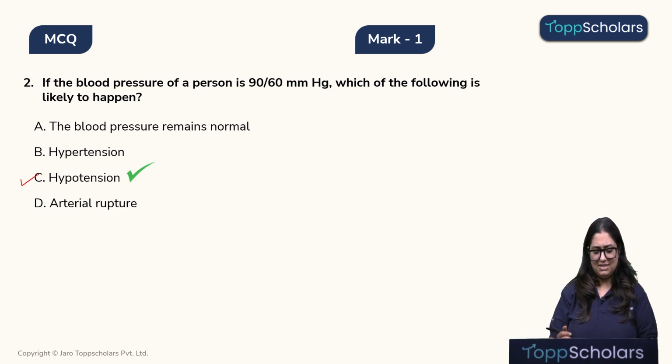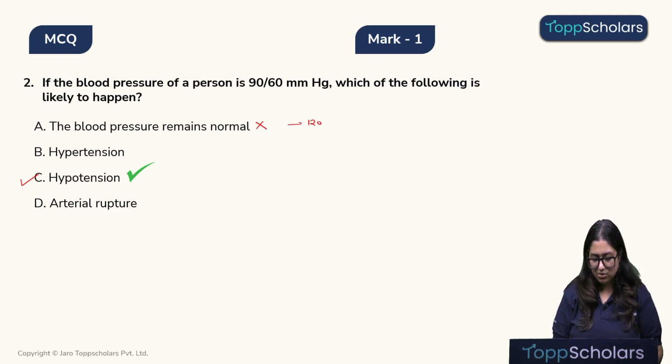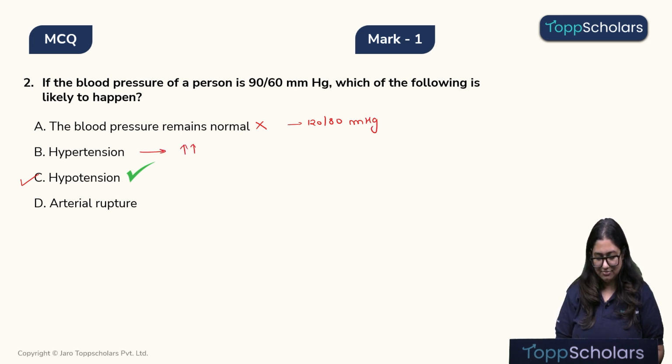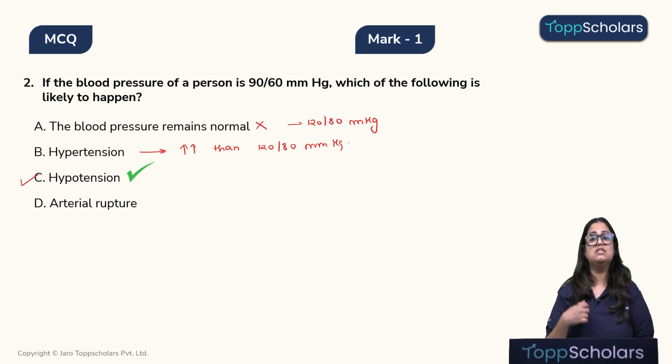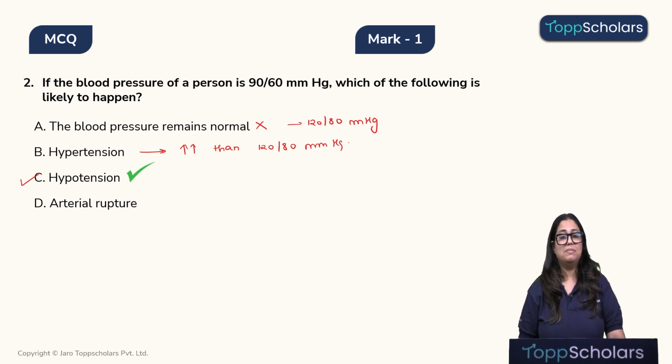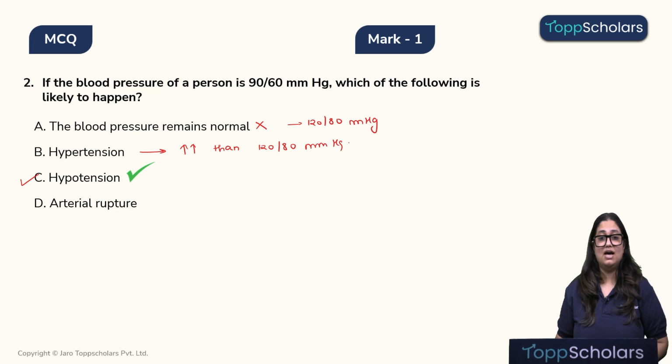Okay, now let's see why the other options are incorrect. Obviously, the blood pressure is not normal. The normal blood pressure is 120 by 80 mmHg. Hypertension is a condition where the blood pressure is higher. It increases to more than 120 by 80 mmHg. So when the pressure is more than 120 by 80 mmHg, then that condition is known as hypertension.